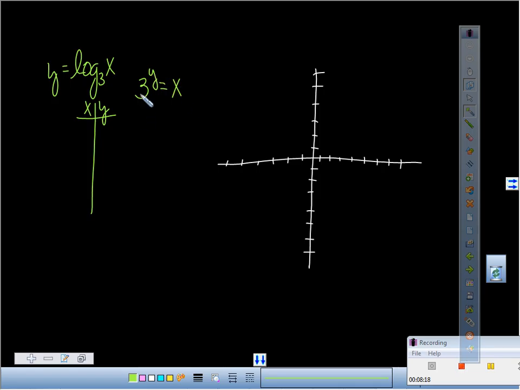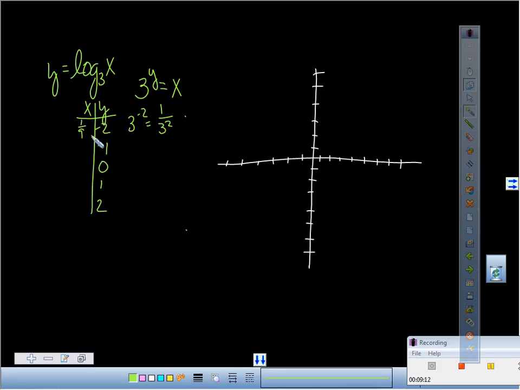So I'm just going to pick some points for y. I'm going to pick -2, -1, 0, 1, and 2. Let's pick -2. That will be x to the -2 power. So 3 to the -2. That's 1 over 3 squared. Remember that? That's algebra 1. So that's 1/9. Everybody agree?